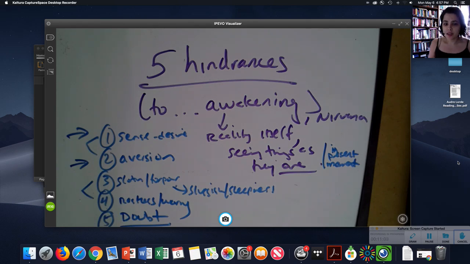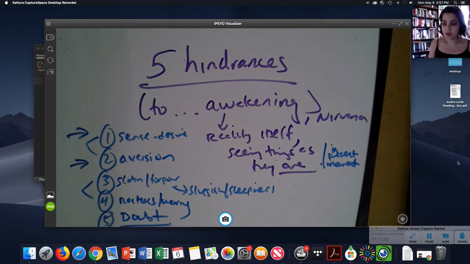So when Mara tempts the Buddha with doubt, then Mara says, who do you think you are? What makes you think you can be awake? And the Buddha plants his fingers into the ground and he says, it is my birthright. Meaning it is the birthright of all human beings to be awake. And the hindrances are one way of thinking about what is an obstacle to our awakening.